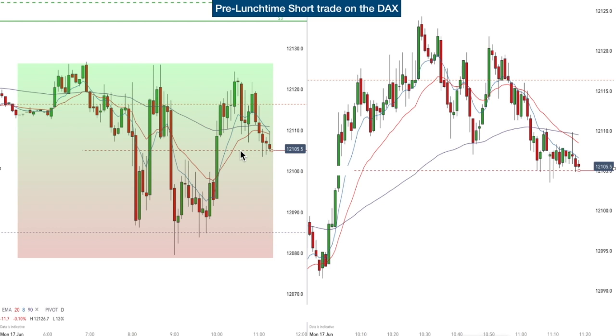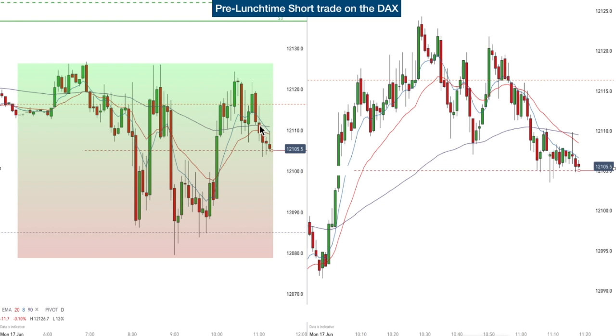But my overall analysis is based on this 5-minute chart, on the trading range that's taking place, that's down sloping as a trading range. And I'd expect now, you can see that price action has moved below the 8 exponential moving average, below the 20, below the 90.